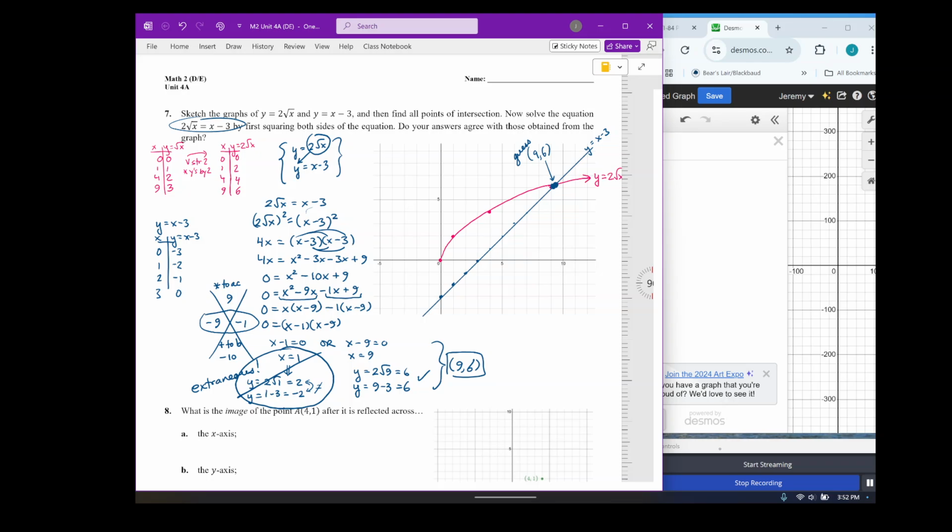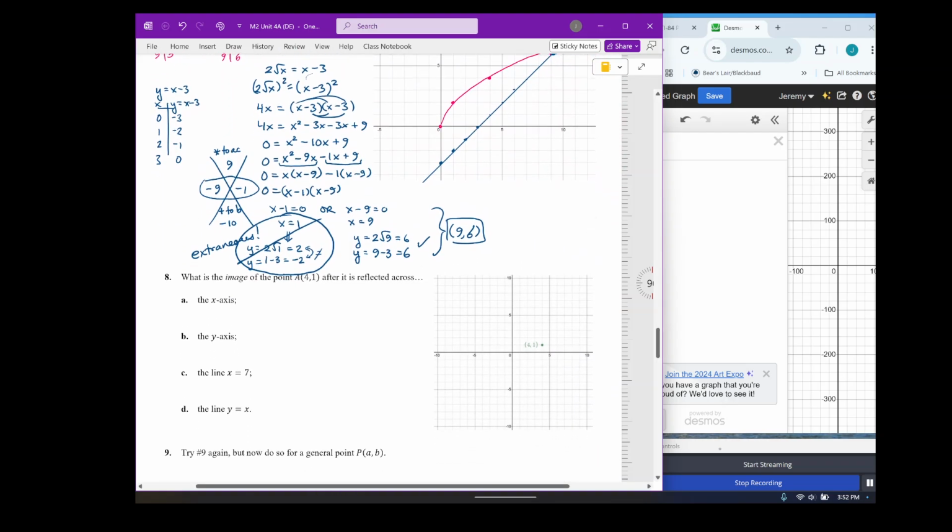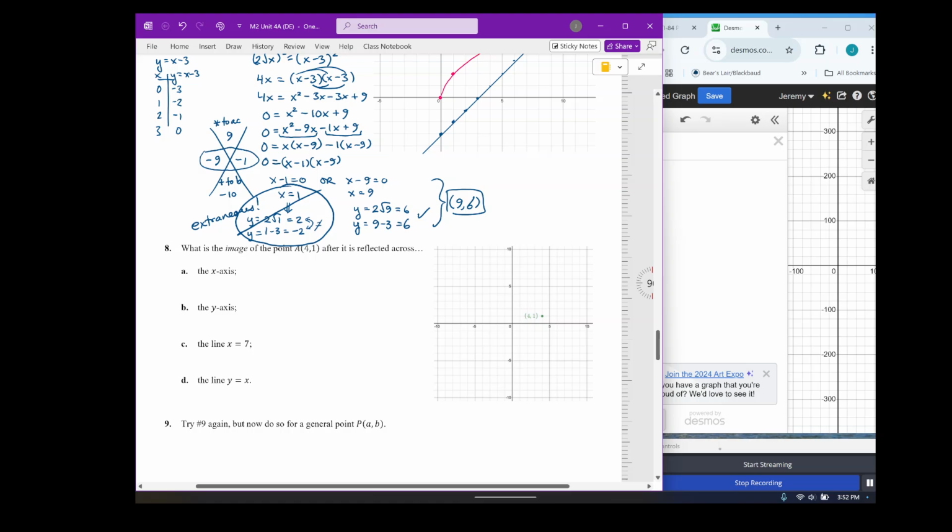Okay, let's take a look at 8 while we're here. So what is the image of a point A, 4, 1, which is graphed right here, after it's reflected in different ways? So one of the ways is reflected across the x-axis. So here's the x-axis right here, right? And if you reflect across it, then you're going to end up at 4, negative 1, right there.